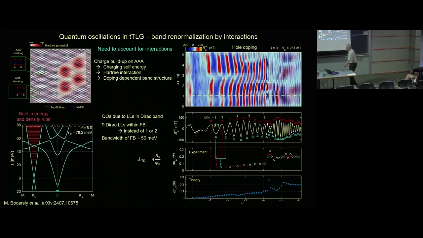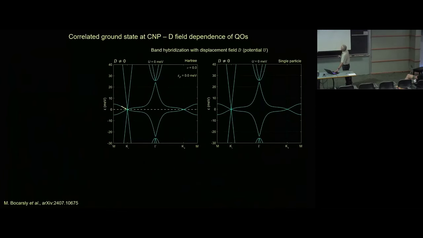Okay, so this was on the hole doping side. If we go to electron doping, we see Stoner instability at nu equals 2, but I will skip this. We can discuss it later. So the main point that I wanted to present, and this is the last slide essentially, is what happens at charge neutrality. Okay, so now we have an additional knob that we haven't used so far, and this is the displacement field.